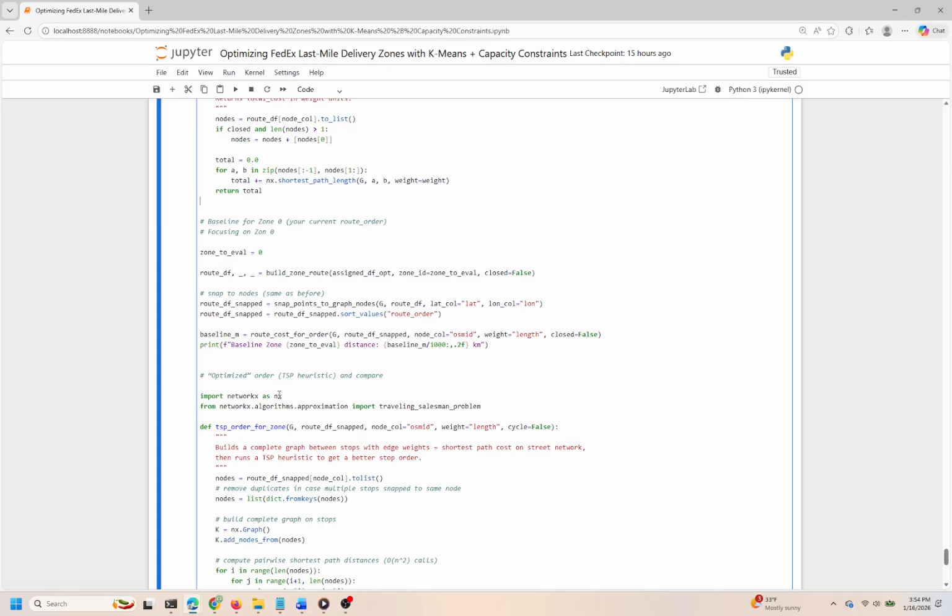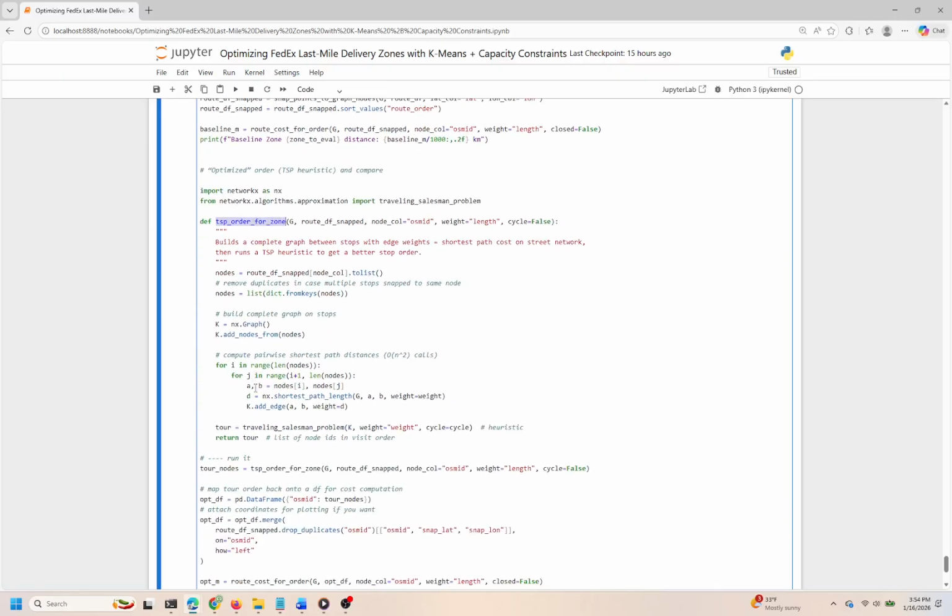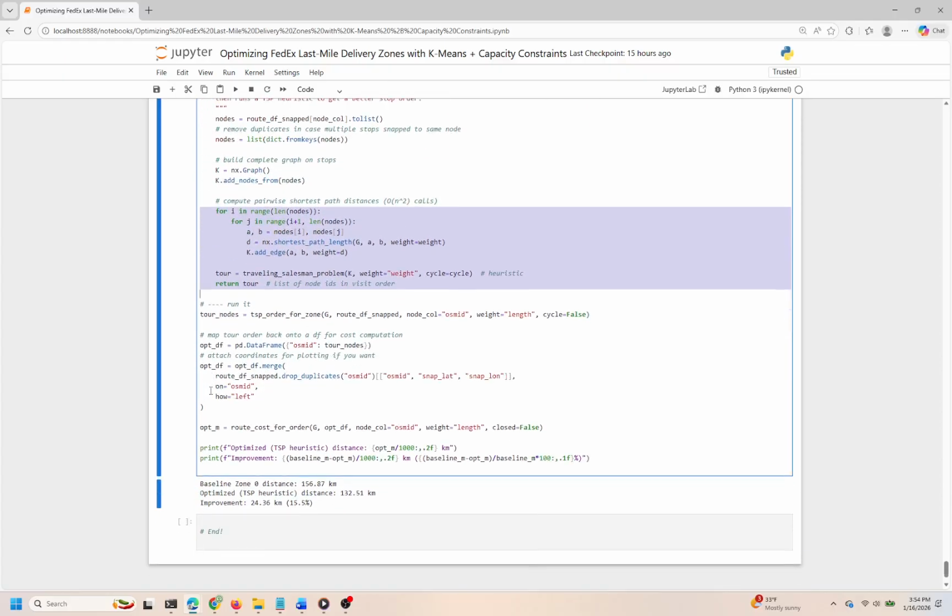Next, we shift gears to find an optimized route using a TSP heuristic, which seeks to minimize the route distance by intelligently rearranging the order of stops. The approach involves creating a complete graph that captures all possible routes between the stops, where the weights of the edges represent the shortest path length on the street network. We carefully iterate through these nodes, calculating the distances between each pair, which allows us to formulate an efficient path. Once we have this optimized order, we map it back to a data frame for further calculations.